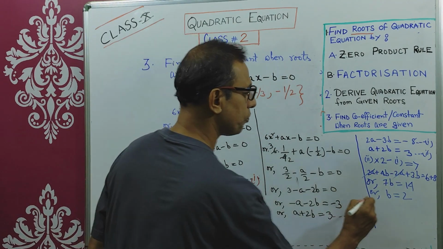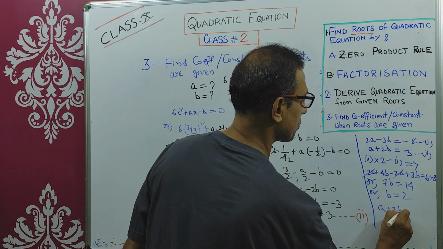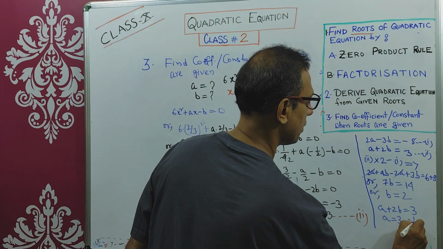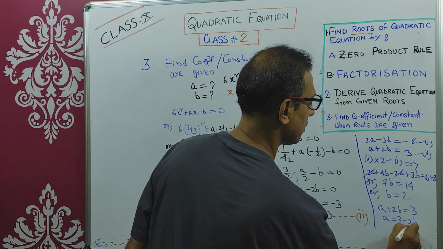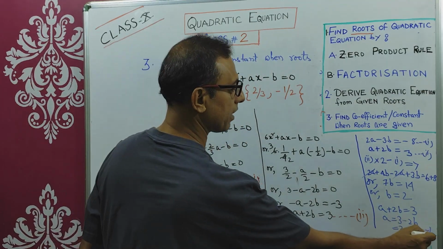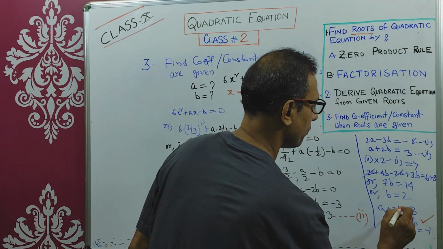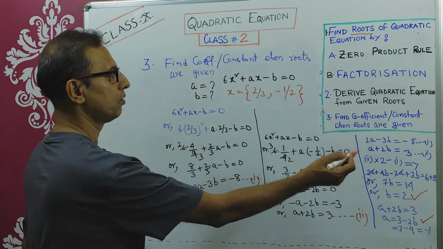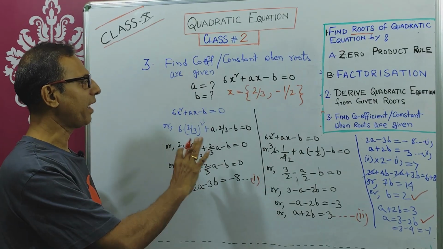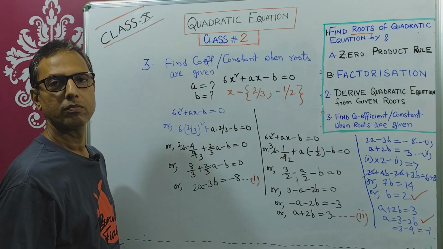So if b equals 2, what is a? From equation 2 itself, a plus 2b equals 3. That means a equals 3 minus 2b equals 3 minus 4 equals minus 1. So the value of a is minus 1, and the value of b is 2. So just one thing you need to remember: to find out two unknowns, you need to derive two equations.